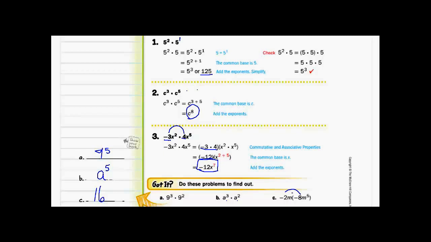M does not have an exponent, so we assume it to be a 1. So we've got 1 m and 5 m's will give us m to the 6th. Okay. Moving on.